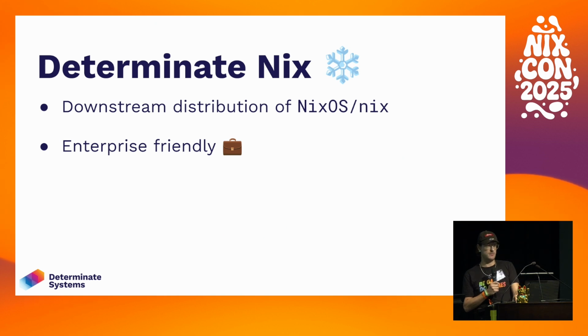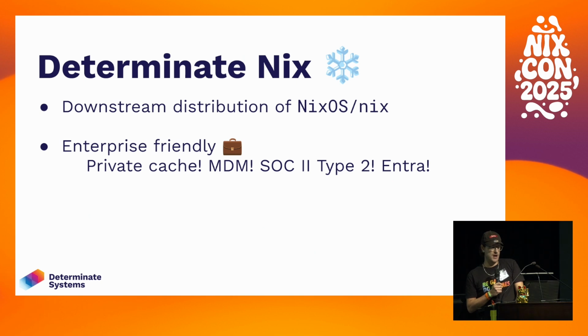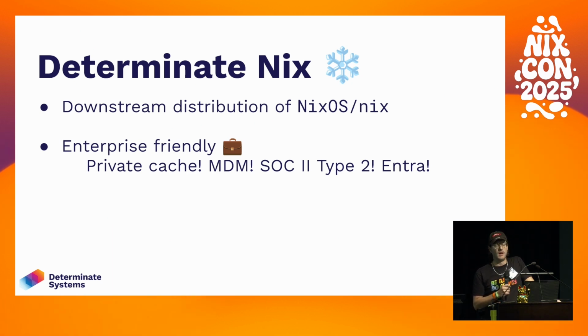Our real goal here is to make a Nix that is enterprise friendly. That means private caching, MDM support for macOS users, SOC 2 Type 2 compliance, Entra support, including US Gov Cloud support, and ultimately the goal is to smooth over the gaps that most of us are aware of that are required for implementing Nix in a corporation. Pretty much everyone has to set up a private cache, and then they have to figure out how to do authentication of the private cache, and then they have to figure out how to do authentication for their private repos. These are problems that we just outright solve with FlakeHub and Determinate Nix.